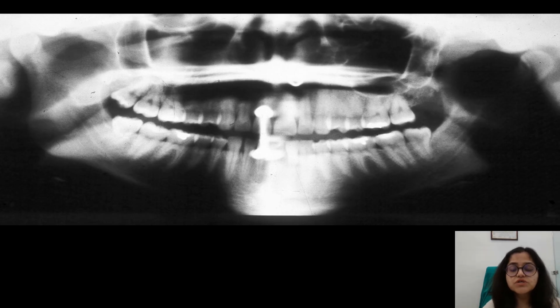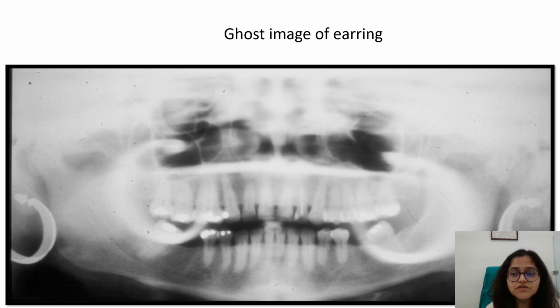Now in this OPG, you can well appreciate the radio-opaque structure which is lying in the center of the central incisors of maxilla and mandible, and a radio-opaque oval shadow in the periapical region of 21 and 22. That is the non-anatomical ghost image of the earring and chain, which are superimposed in these regions. Next is the ghost image of the earring, which you can well appreciate in the right and left ears.